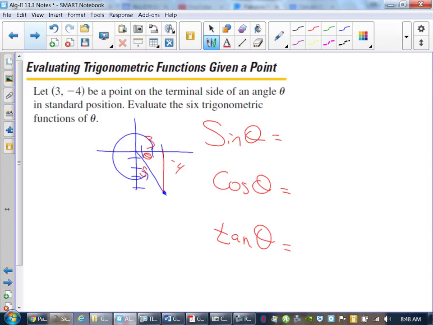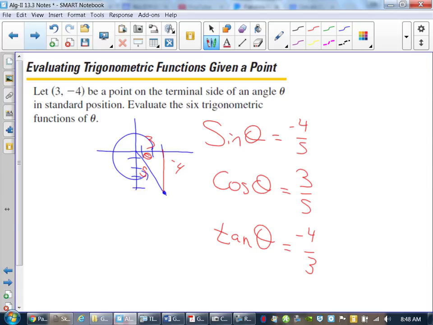So if I place theta there, which is where it should be, because it's a reference, it's how far it's off the x-axis, the sine is opposite over hypotenuse, so that's -4/5. Pretty quick, right? Cosine, 3/5. Tangent, -4/3. And that's your stuff.